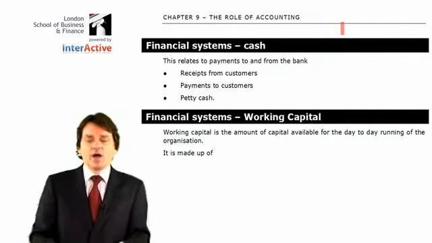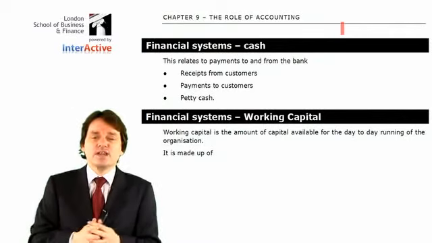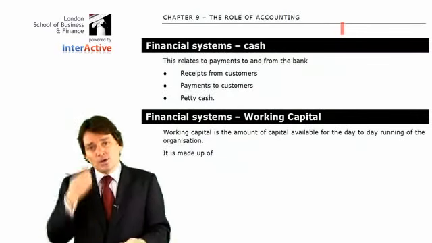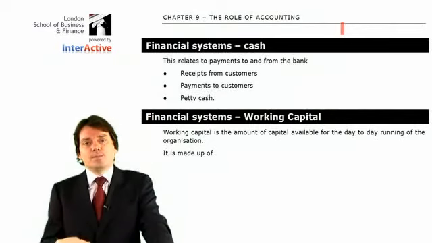Now, there are other financial systems that we just need to be aware of very briefly in paper F1. So financial systems, what we're talking about here is how do we make sure that all of the cash that we receive in our business has ended up in the bank. So if customers pay by cash, how do we know that all of that is recorded?